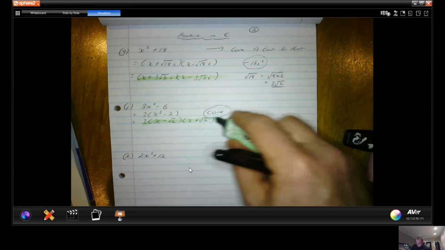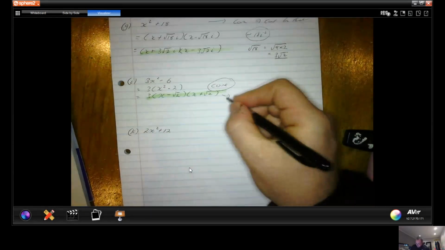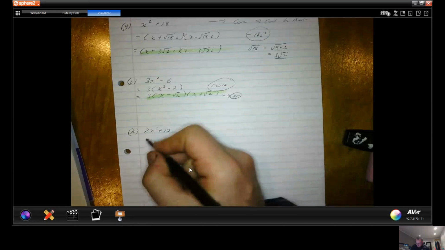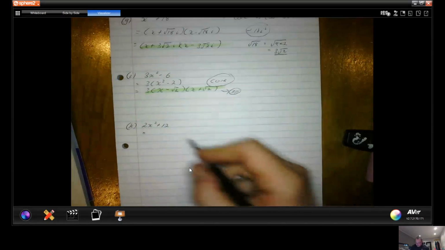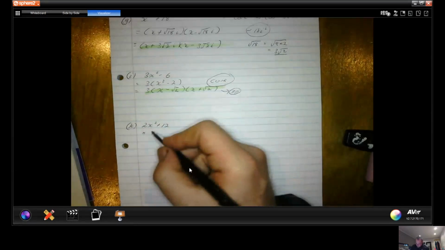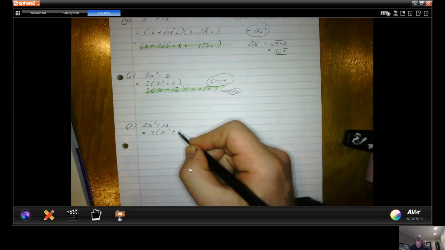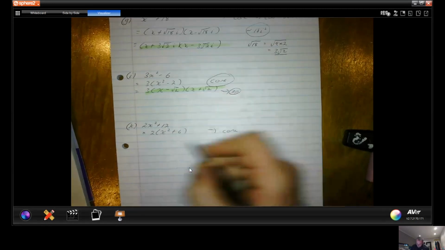3, thank you, Pila. It's going to be 3x minus root 2, x plus root 2. Okay, so that would be the answer in AP. Hannah, in core, in grade 1, what did you do? Good, you took out a 2 and you're left with x squared plus 6. That'll be the answer in core.